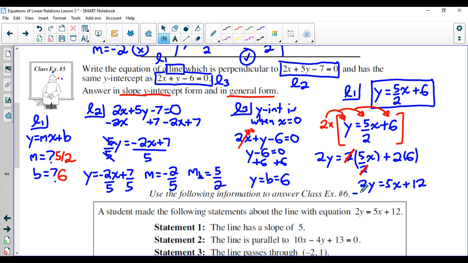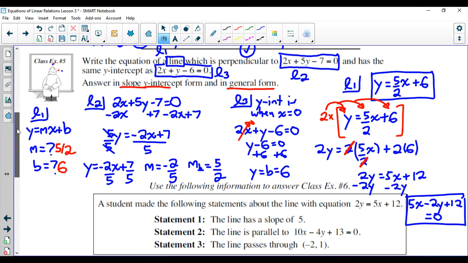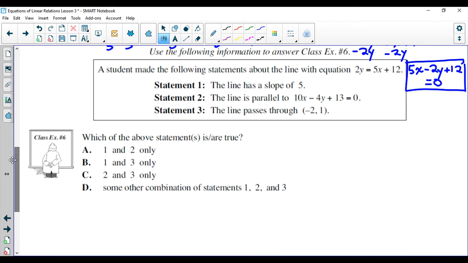General form is, let's get everything on the same side of the equation. And I want the x term to be positive. So we're going to subtract 2y. And then I would have your general equation to be 5x minus 2y plus 12 would be equal to 0. Again, you always write it in the form: the x term, the y term, the constant term, and then that would be equal to 0.